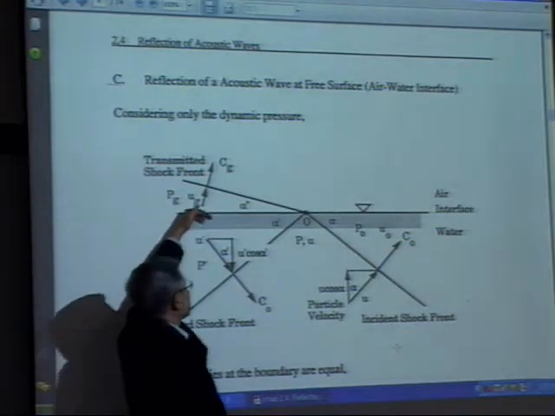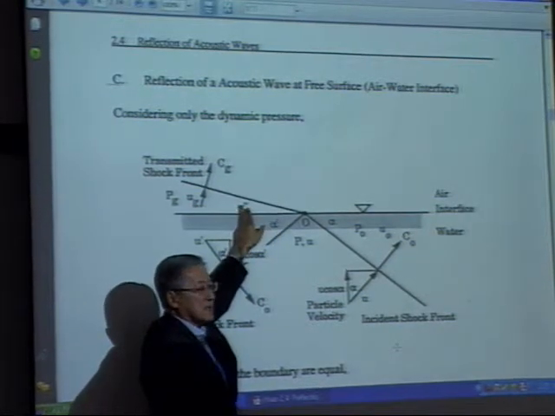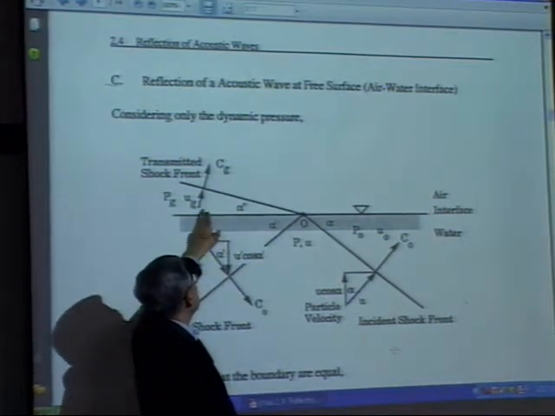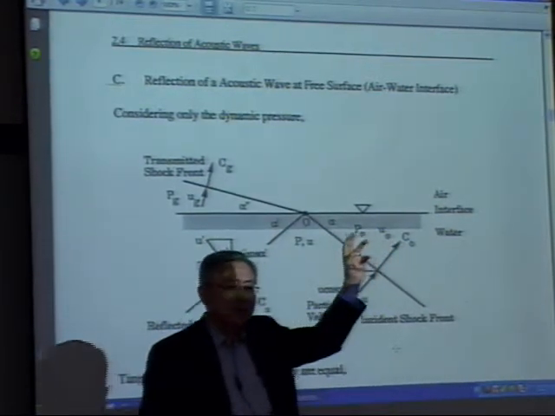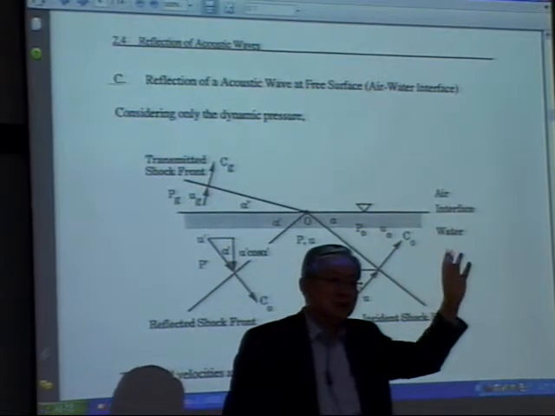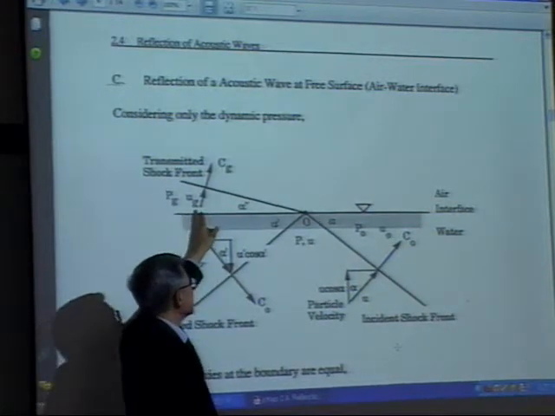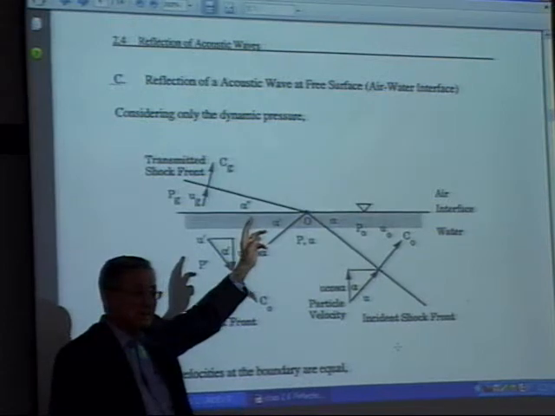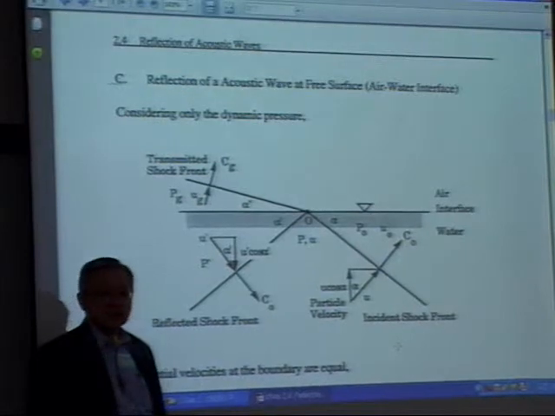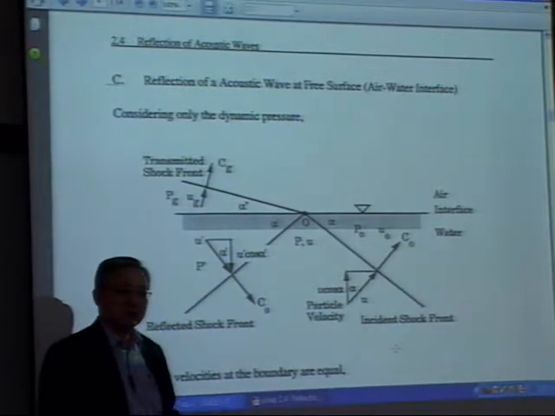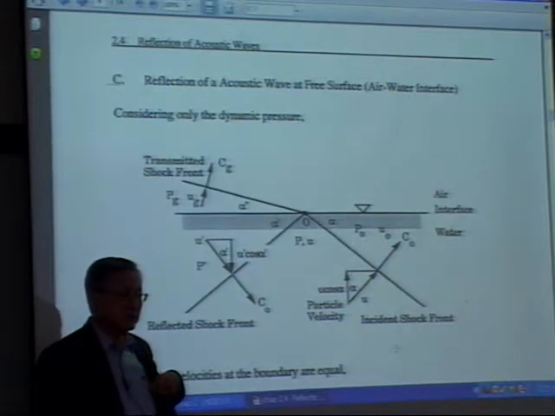And this is the wave escaping into the air, and the angle is, let's say, alpha double prime. And let's say CG is what? CG is going to be the acoustic velocity in air, okay? And UG is the fluid, the air particle velocity behind the shock wave, which escapes or is transmitted into the air. Got it? Yeah, got it.